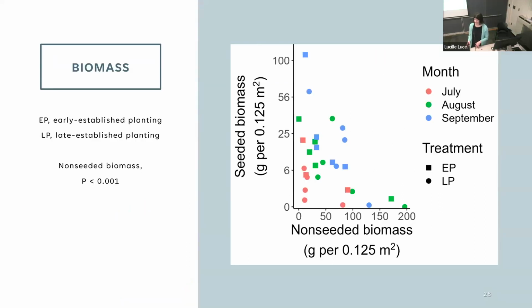So here's some biomass data. It was immediately clear that there is really a big difference between annual and perennial flower plantings in the degree to which they can initially accumulate biomass right in that first year. The annuals grow much more, much faster. So in this graph, the seeded biomass, that's our annual flowers, on the y-axis, and the non-seeded, that would be the weeds or whatever is already present on the farm, on the x.